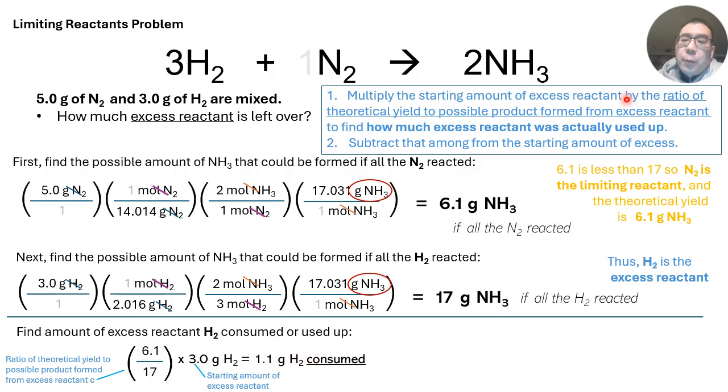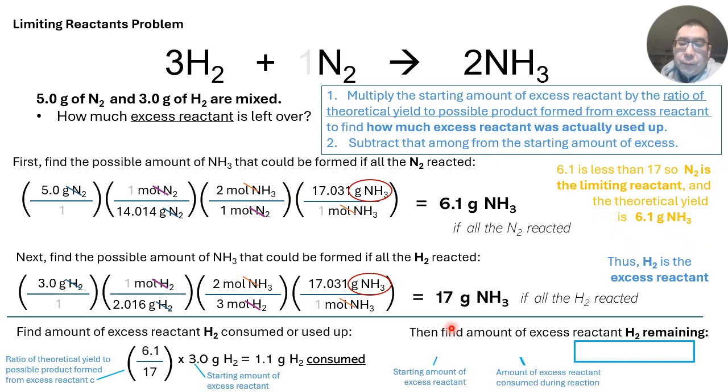Okay, once we know how much got consumed, how much actually got used up, we subtract that from the starting amount, and we get what's left. Right, so we have the starting amount, which is 3 grams, and then the amount that was used up, 1.1 grams. We do the subtraction, and we get 1.9 grams of H2 left over. All right, so we finished that problem.